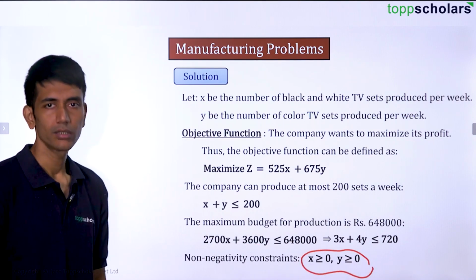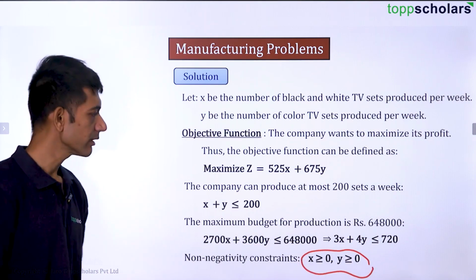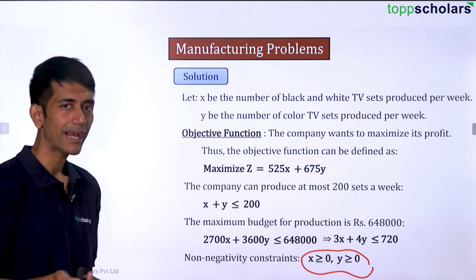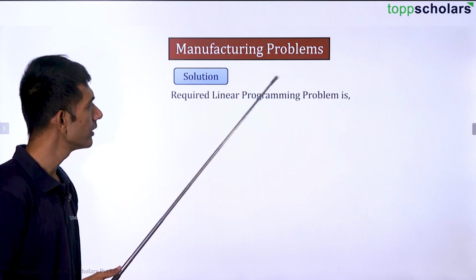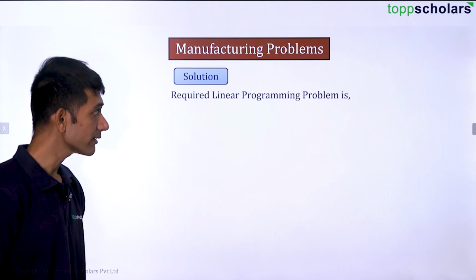And the constraints obviously are non-negative. X and Y are what? They are black and white TV and color TV. Now, the number of color TVs and black and white TVs cannot be negative anyway, right? So these are non-negative constraints. So firstly, let us see what the required LPP is.